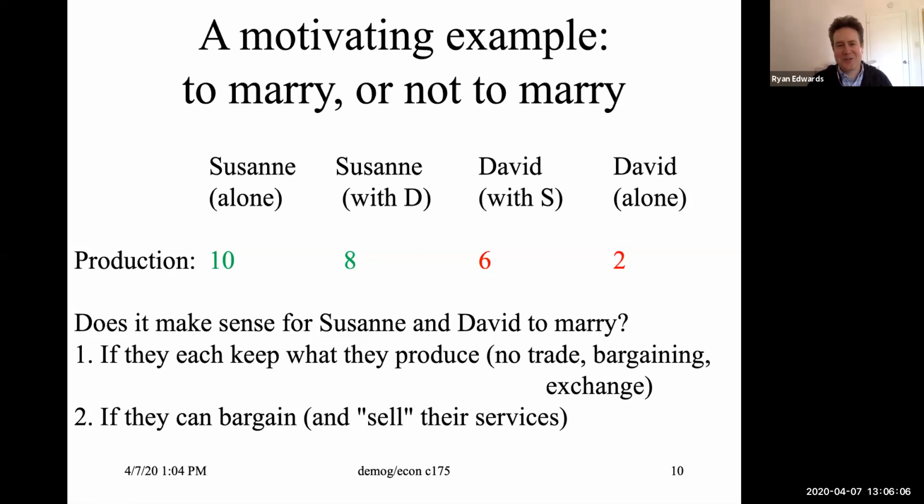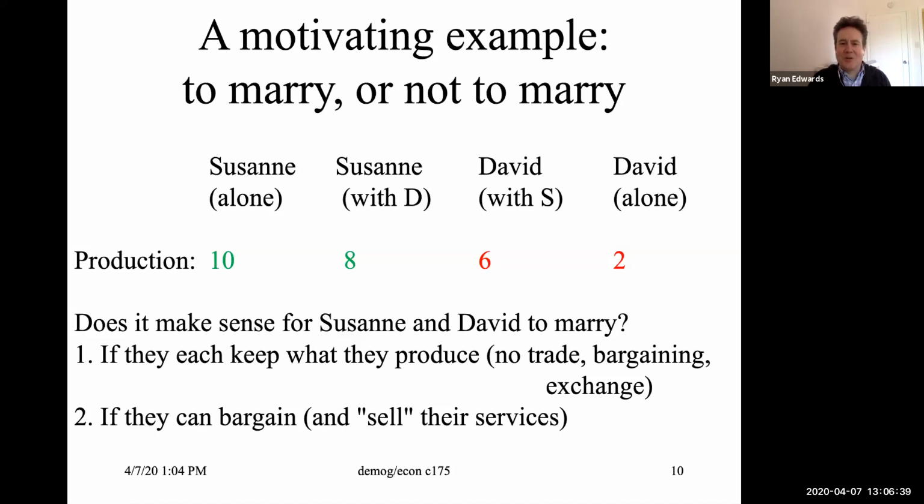And what does it mean to have output, and how do you share it and all that? Here's David, who alone is really poorly off. He's only got 2. And then if he's married to Suzanne, he's got 6. So the questions to ask here then are, under what circumstances would Suzanne and David marry? You might imagine, well, suppose they keep what they produce. There's no sharing, no trading, no bargaining, etc. It seems pretty clear that Suzanne probably wouldn't get married because somehow her production goes down. That David is destructive for her in that sense, which isn't great.